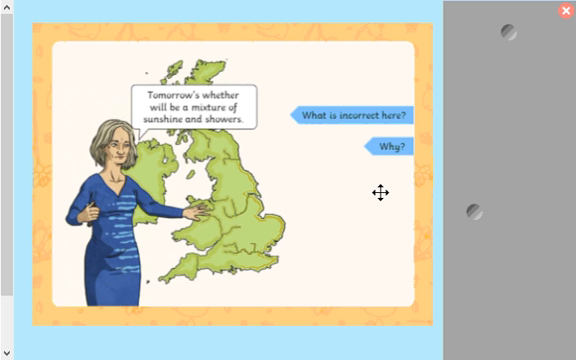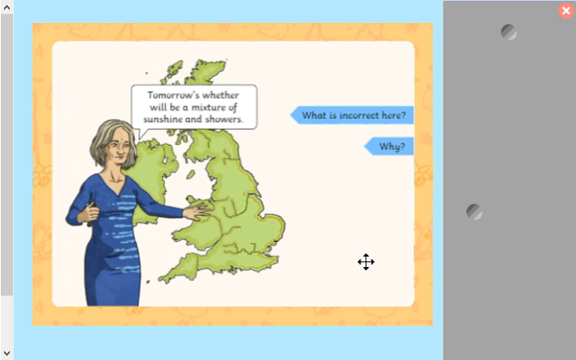Similarly, we've got a weather forecast here, and the weather forecaster is saying tomorrow's weather will be a mixture of sunshine and showers. Again, I want you to have a little look at that sentence, try and tell me what's wrong with the sentence, which word is spelled incorrectly. Press pause when you are thinking about it, and press play when you're ready to carry on.